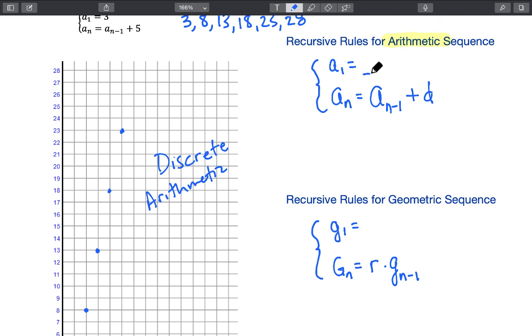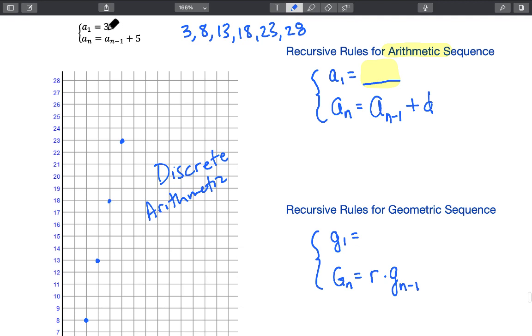So here's one of the 2 things that you need to know. In fact, I'm going to highlight this in yellow. Here's one of the first 2 things that you need to know. In our example, that a sub 1 was 3. They gave us the first term, 3. Then a sub n, remember this is the formula that generates the next term in your sequence, is going to be found by the preceding term plus the common difference. And I'm going to highlight the common difference here. D is the other piece of information that we needed to know. And that D in our example was 5.